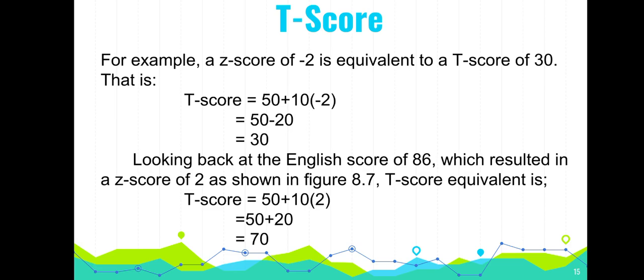So, looking back at the English score of 86, which resulted in a z-score of 2 as shown in figure 8.7, no? The t-score equivalent is t-score is equals to 50 plus 10 times 2 is equals to 50 plus 20. So, 10 times 2 is 20. Kaya 50 plus 20 is equals to 70.